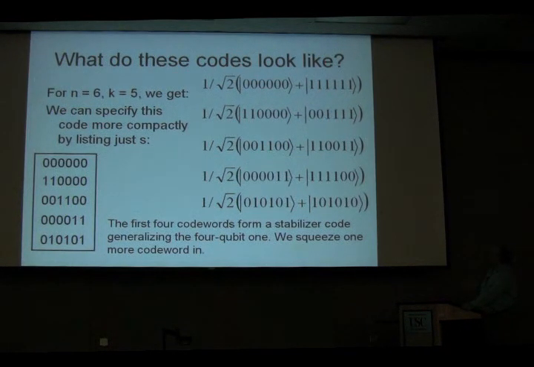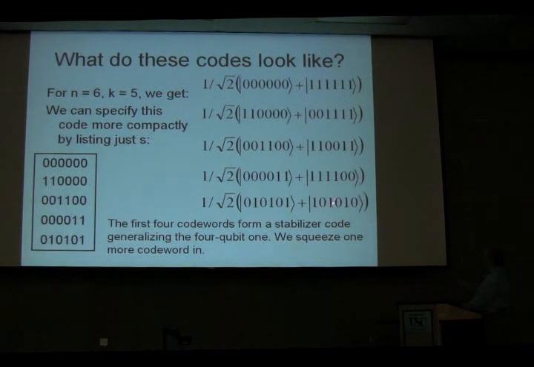Well, this is very similar to the code word of Lung et al.: 000000 plus 111111, then 11 and zeros and 00 and ones, and then 11 in the middle and 00 in the middle, 11 on the right and 00 on the right. So these first four code words form a stabilizer code, which is the generalization of Lung et al.'s code. But then you can throw this one in too.